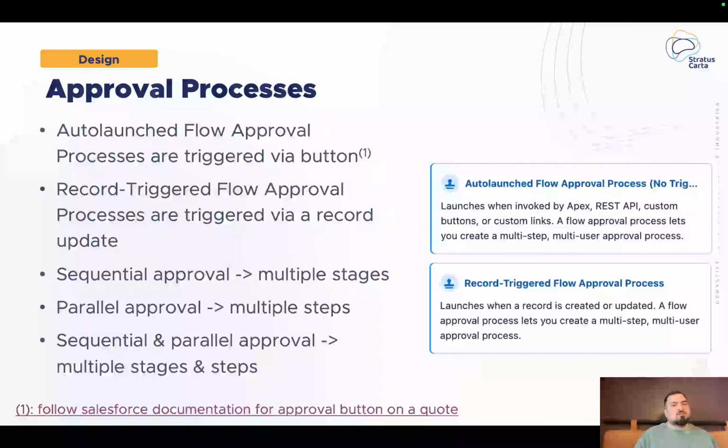Obviously, this is triggered via a record update. And then when you're designing your approvals, it's going to be kind of a stage and steps. This is how the flow structure is going to be, and we're going to see it in details. But just wanted to highlight that if you want sequential approvals, you look at multiple stages. And if you want parallel approvals, you look at within the same stage, multiple steps within it.